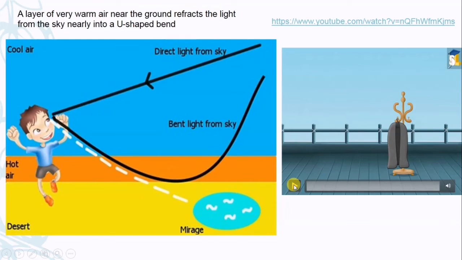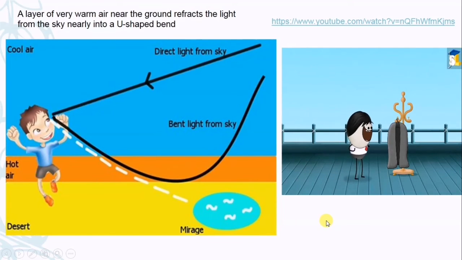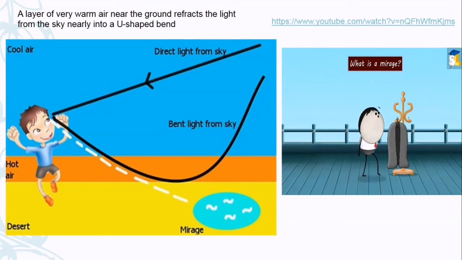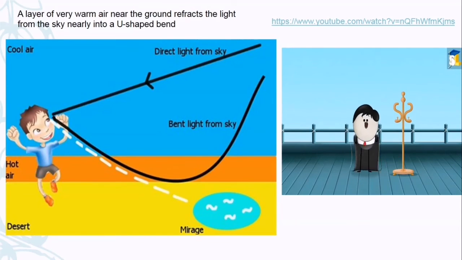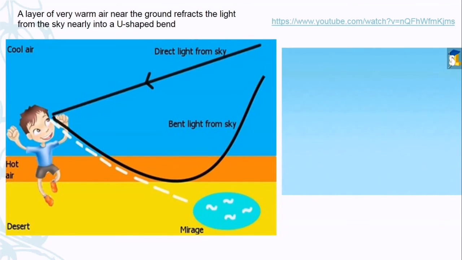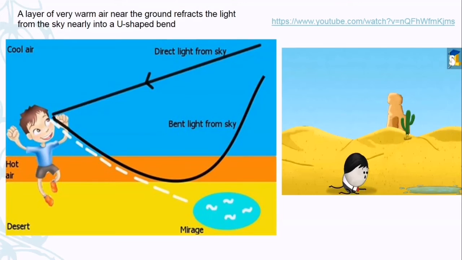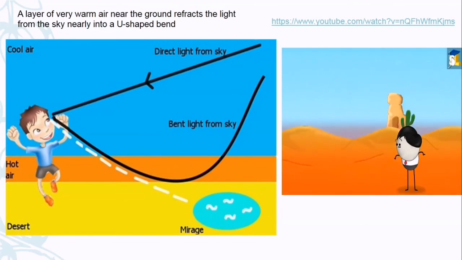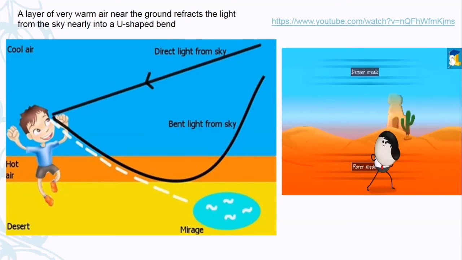Let's see this one together. What is a mirage? An invisible cloak? No. A mirage is an illusion in which it appears as if there is water present on the ground. On a hot day, the land heats the layers of air closer to it. However, as we move higher, the layers of air get relatively cooler. Thus, the hot lower layers of air near the ground form rarer media, and cold upper layers form denser media.